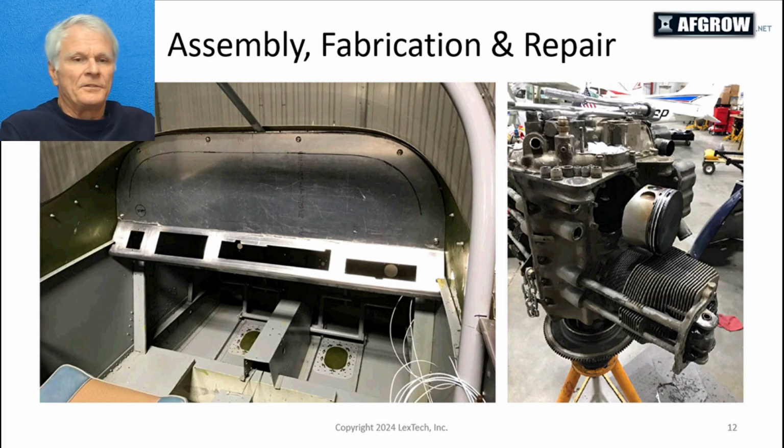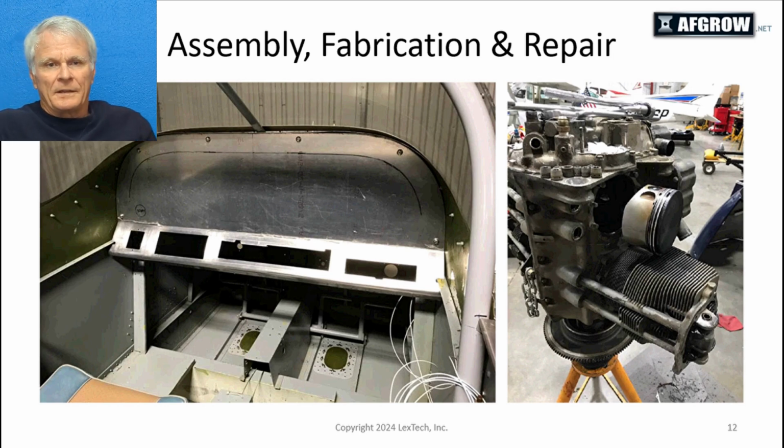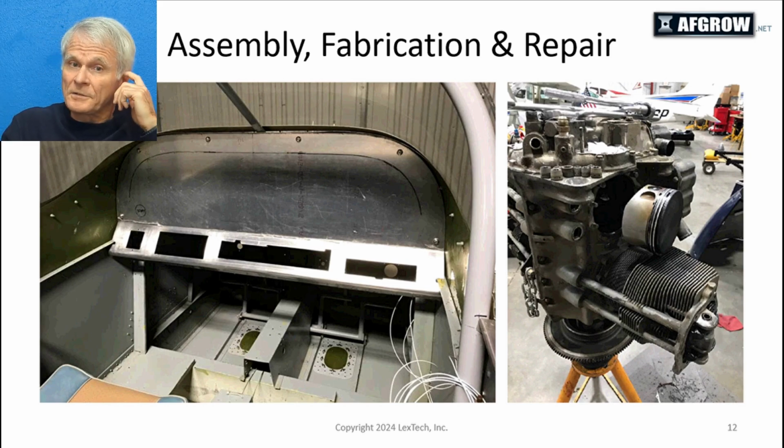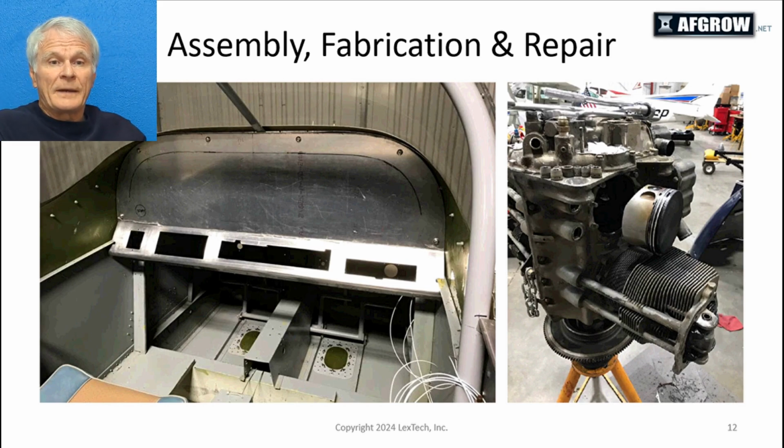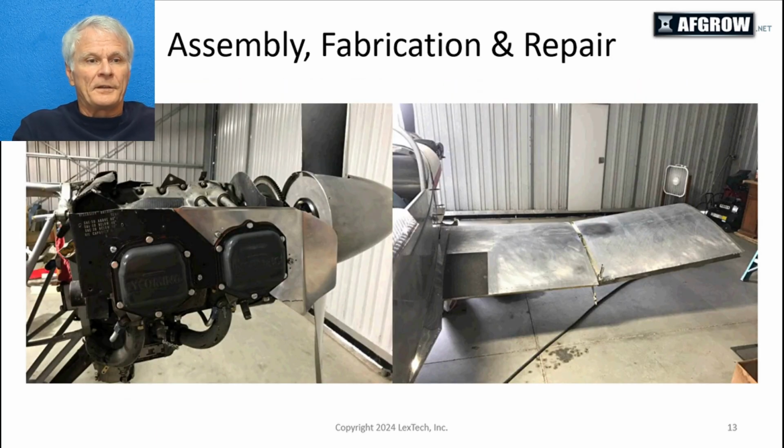Also on the right, there's the engine. The engine had an unknown number of hours, and so I asked Jason if he would pull one of the cylinders and look inside to see if he saw any issues. And he didn't, so we put it back together, put it on the airplane. Now there it is on the airplane.